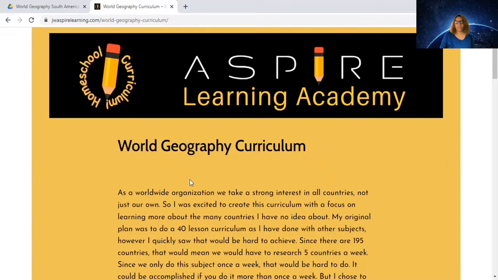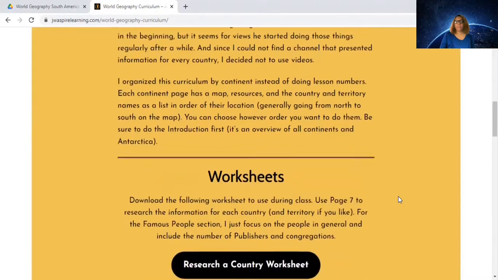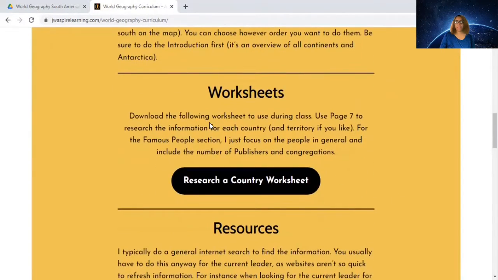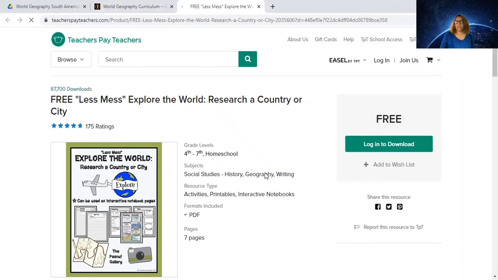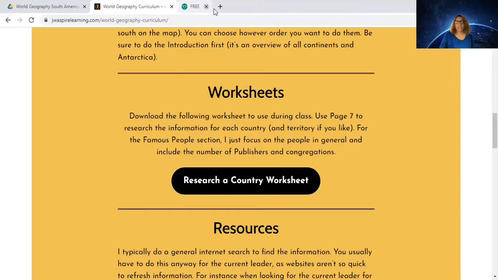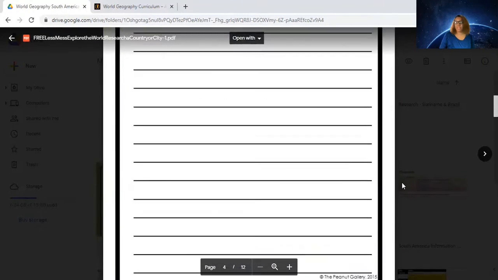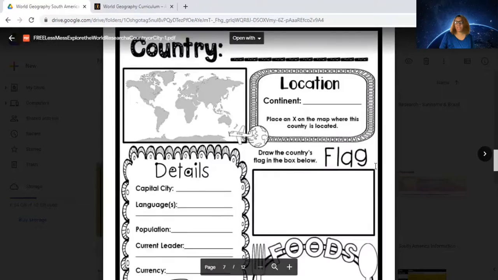And when you're on this page for the World Geography curriculum, when you scroll down, you will see a link to the worksheets that we use for this class. So you click on there. It's a free resource through teacherspayteachers.com. At least currently it is, and it has been for at least the past year. So download that. And what you want to do, you just really want to use page 7 of this.